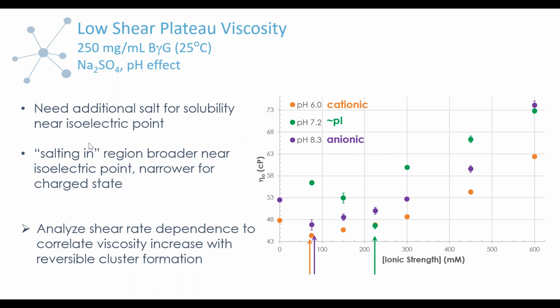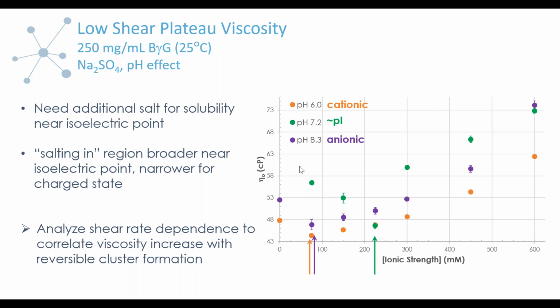And the first thing I wanted to point out is that we don't have the 0 point for the nearly net neutral state, or near the isoelectric point. We found that we couldn't get this gamma globulin completely into solution without some additional salts beyond what was in the buffer. So that's the first thing to point out, is that near the isoelectric point, we need more salt to even get it into solution than exists in the buffer alone. Whereas that's not true in the charged state. We can easily get these proteins in solution without adding additional salt.